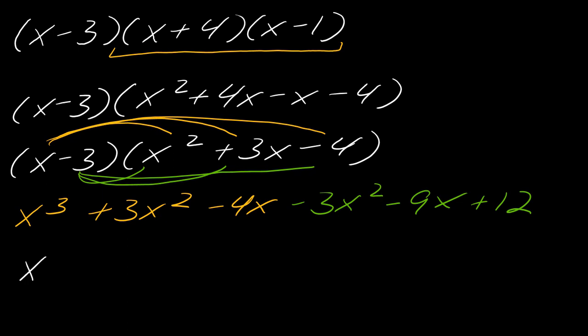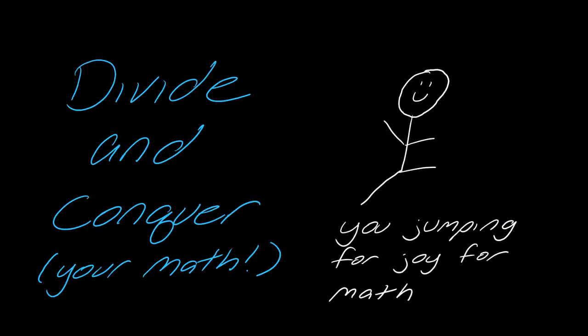And so now in combining all this, I get x cubed. My 3x squareds drop out. This will be minus 13x. And then plus 12. And so that's it for that one. And so that's really your complete overview then of how to multiply really any type of polynomial together.